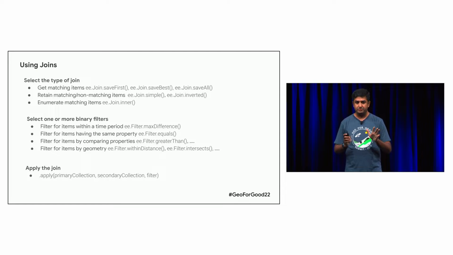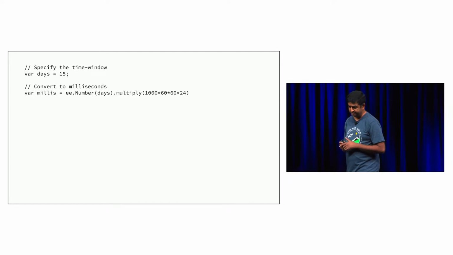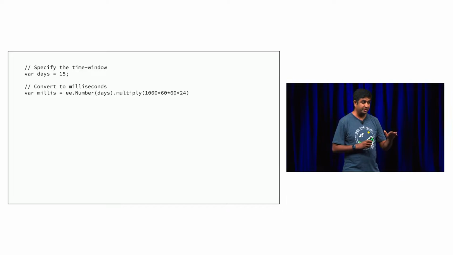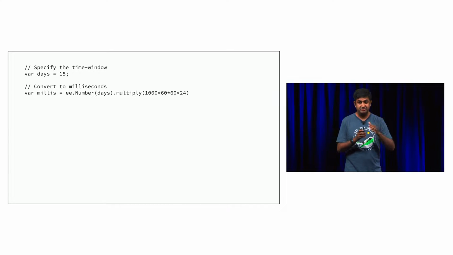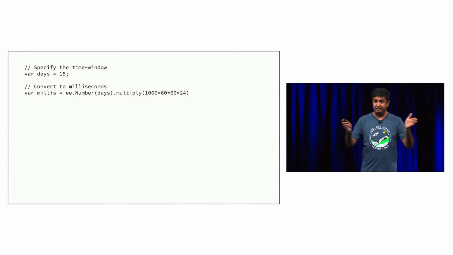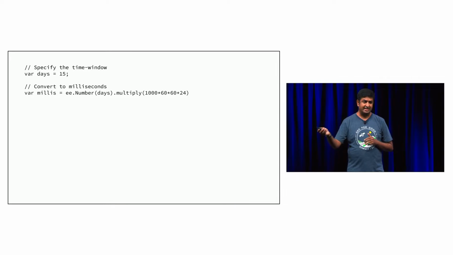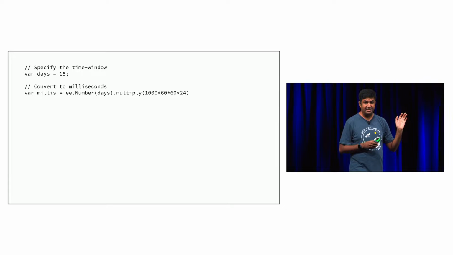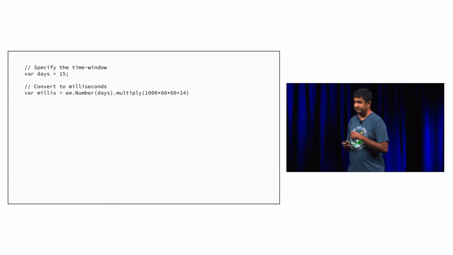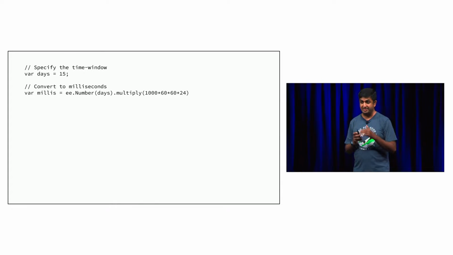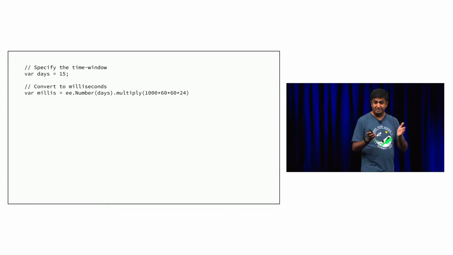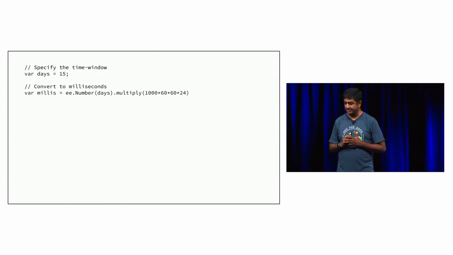Yeah, let's see this in code. It'll become much clearer. So we are doing a moving window smoothing, where we want to take each image, find other images within the span of time, and then we want to join. So first, we select our time window. Here, we're using 15 days, and we'll convert to milliseconds. Earth Engine timestamps are stored in milliseconds, so it's easier to compare if you're using milliseconds.